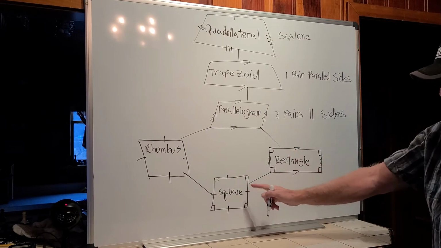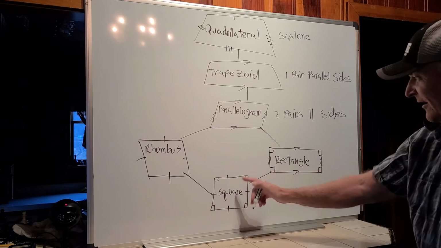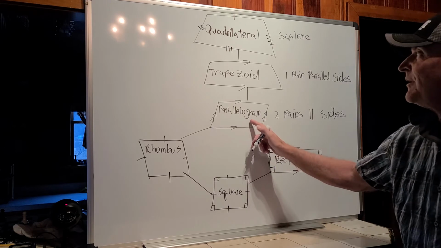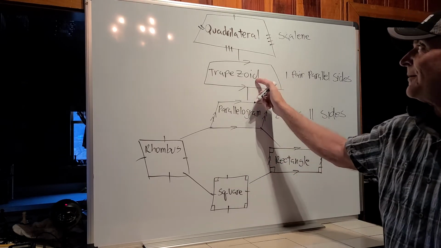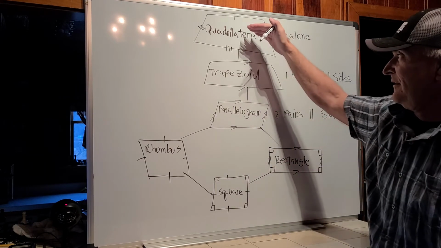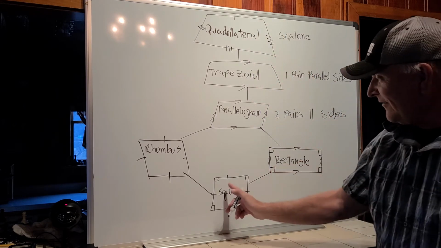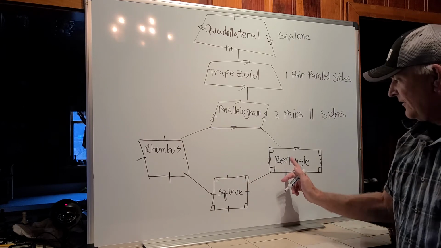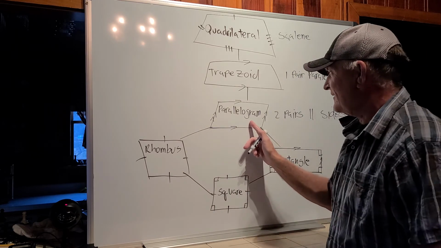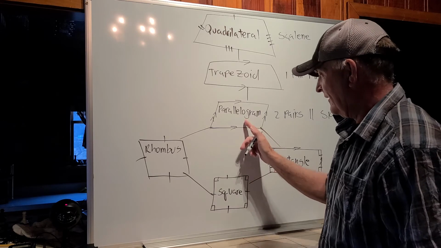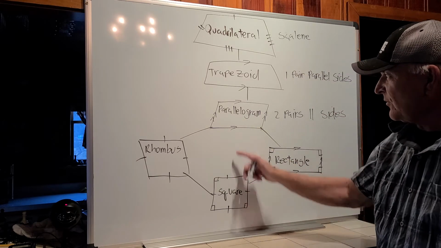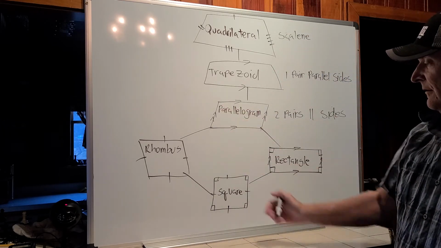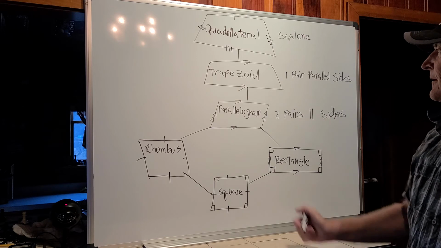And then from a square, we can go upward. A square is a rectangle. A rectangle is a parallelogram. A parallelogram is a trapezoid. A trapezoid is a quadrilateral. We can go this way, but every square is also a rhombus. Every square is also a rectangle. Every rectangle is a parallelogram. We can't say that every parallelogram is a square, but we can say that every square is a parallelogram as we go up in the tree here, the diagram.